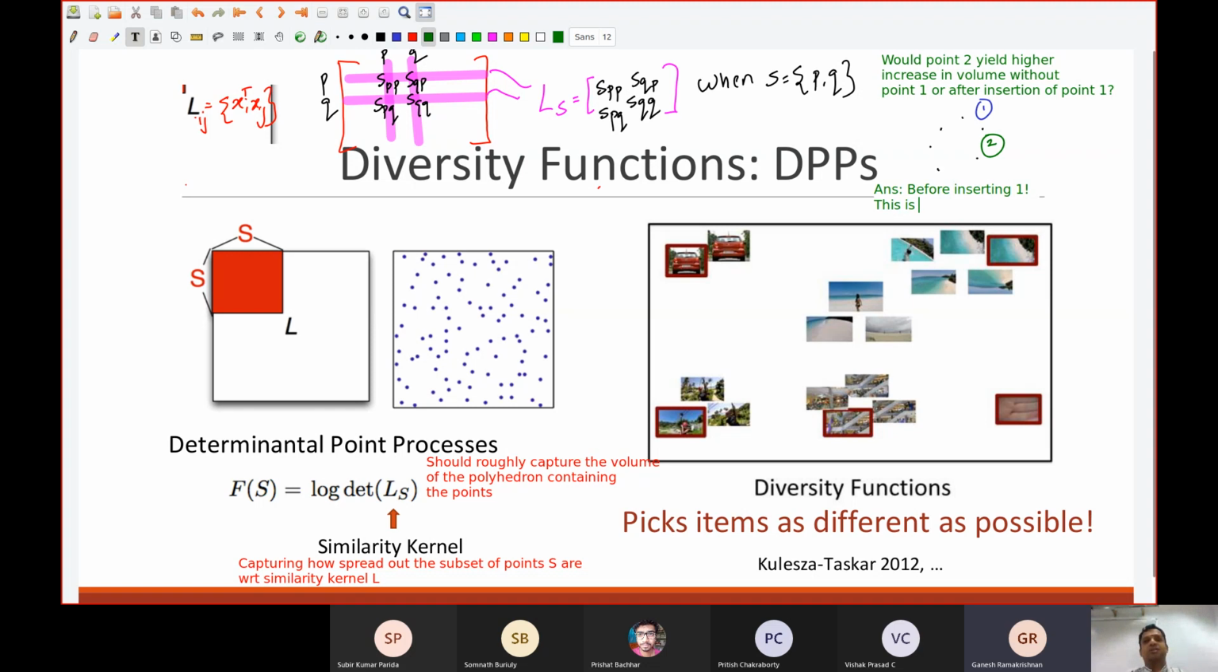This is diminishing returns, if at all. There may be equality. It may add no higher value, but it cannot diminish. I'm sorry, it cannot increase. The returns cannot increase as you add these new points. Okay, so with this, one thing seems to be clear, that we are dealing with submodularity again.